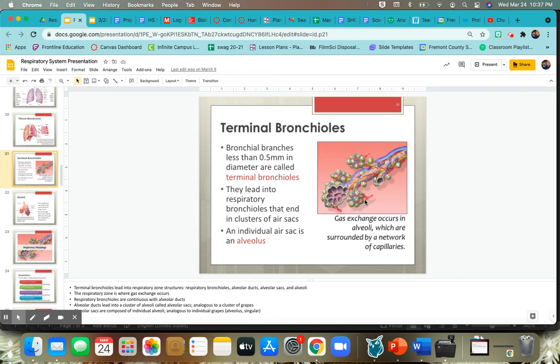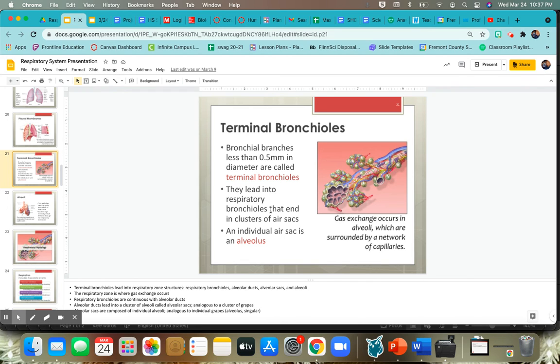Remember, where the blood is flowing and gas exchange happens, just nested all around the alveoli. The terminal bronchioles lead into respiratory zone structures. So you have the respiratory bronchial zone, the alveolar duct zone, the alveolar sac zone, and the alveoli. So an alveoli is a group like this of these alveolus. One group is called an alveoli, and then there's a bunch of capillaries that kind of hold them together.